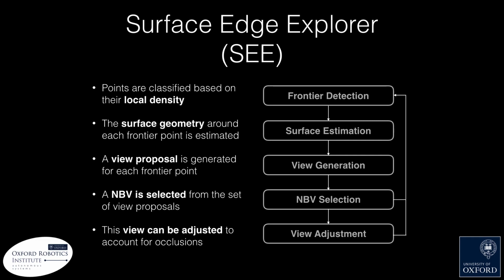Frontiers are detected by classifying sensor measurements as either core, frontier, or outlier points based on the number of neighboring points. Potential views are proposed by estimating the local surface geometry around frontier points as a plane described by a set of orthogonal vectors. Views are proposed orthogonal to this locally estimated surface plane to maximize sensor coverage.